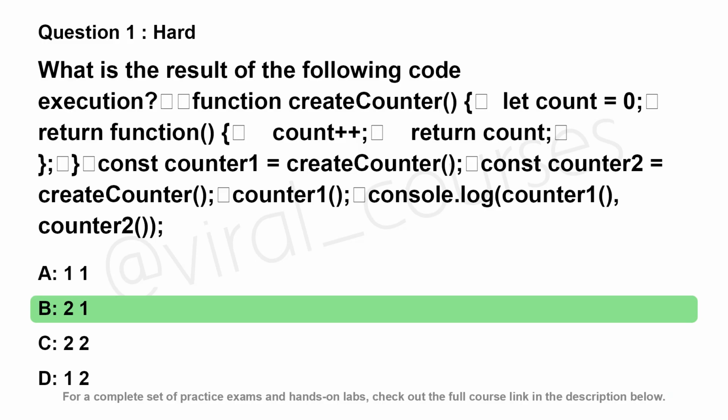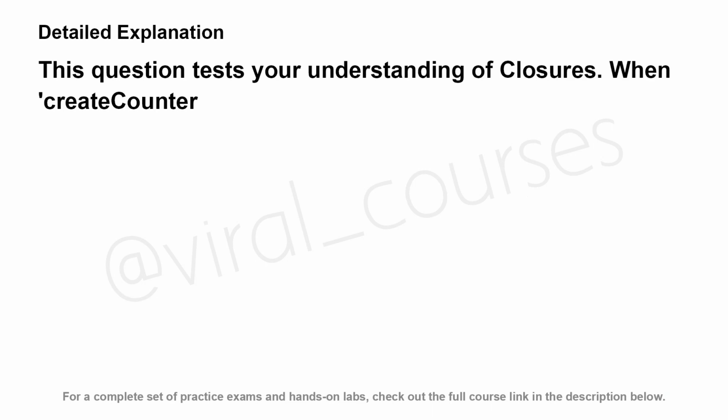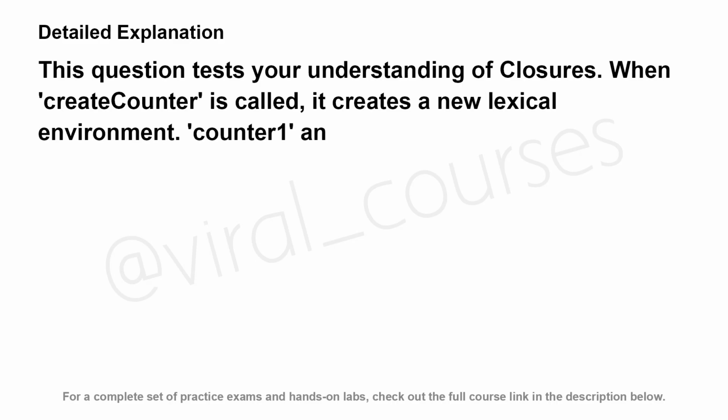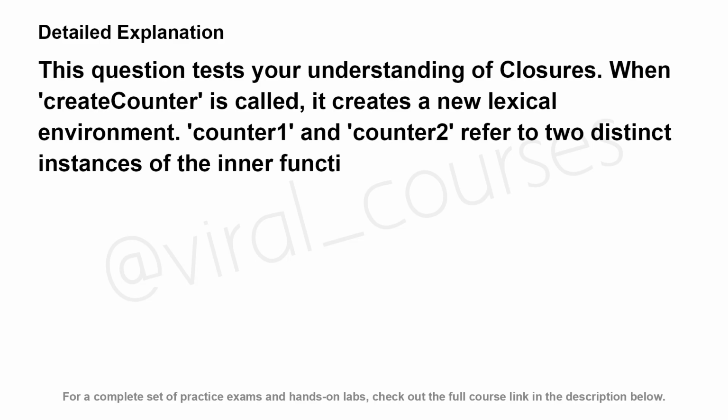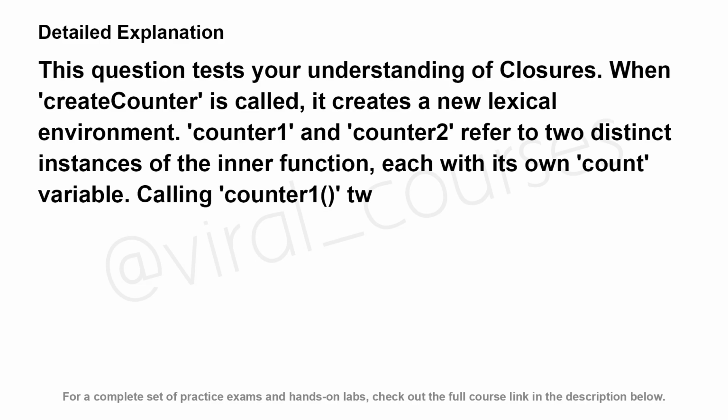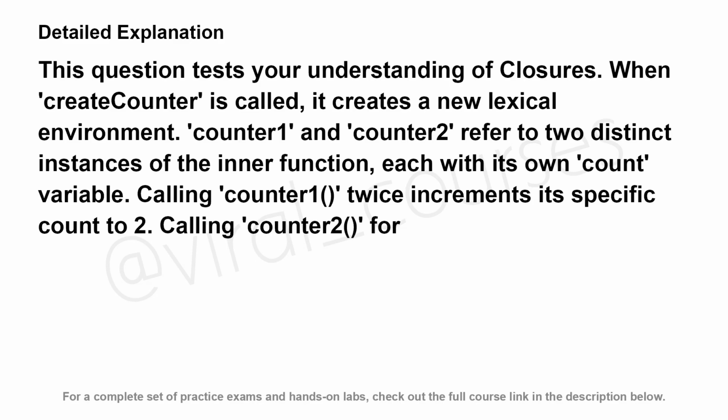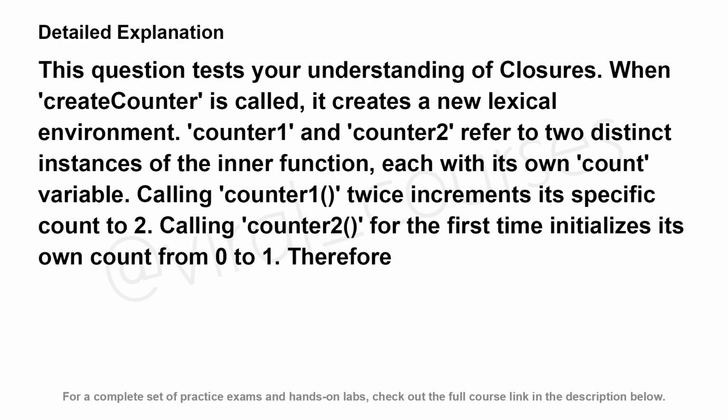The correct answer is B. This question tests your understanding of closures. When createCounter is called, it creates a new lexical environment. counter1 and counter2 refer to two distinct instances of the inner function, each with its own count variable. Calling counter1 twice increments its specific count to 2. Calling counter2 for the first time initializes its own count from 0 to 1. Therefore, the output is 2 and 1.